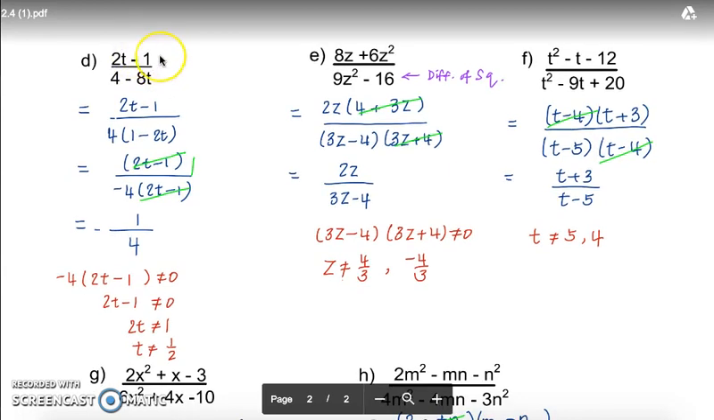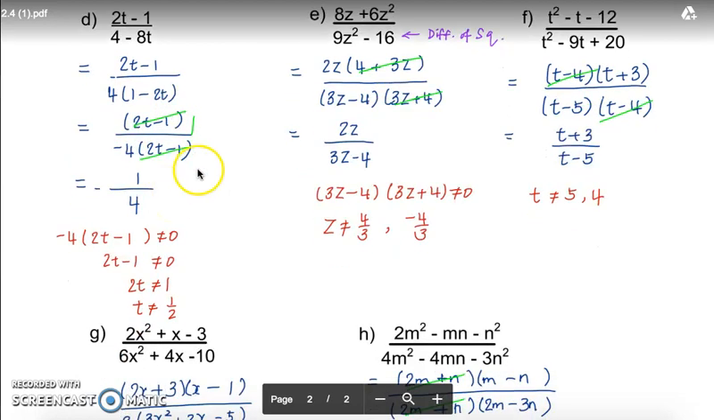So 2t minus 1 cannot be simplified any further, but I can factor a 4 from 4 minus 8t. That's what I have. But the top and bottom still don't look the same. However, I notice that the negative 1 here, as I have positive 1, positive 2t matches with a negative 2t. So if I factor out a negative 1 from 1 minus 2t, I will end up with negative 4 times 2t minus 1. And now 2t minus 1 can be reduced by 2t minus 1, and your final answer will be negative 1 over 4.